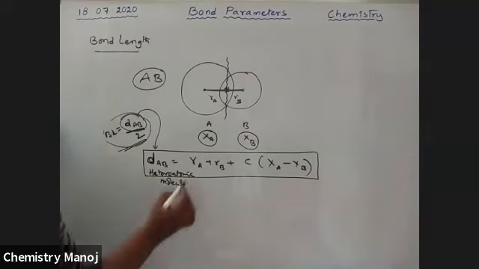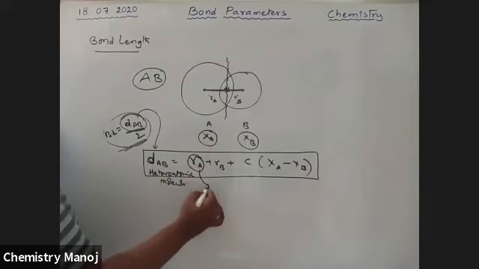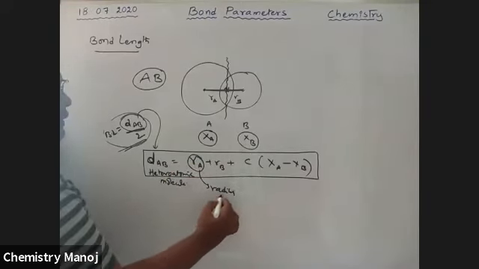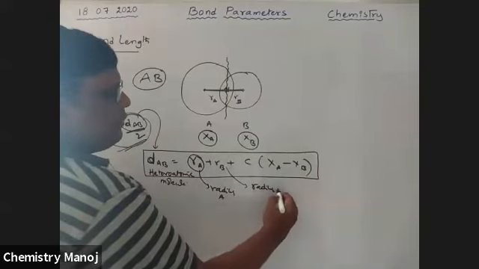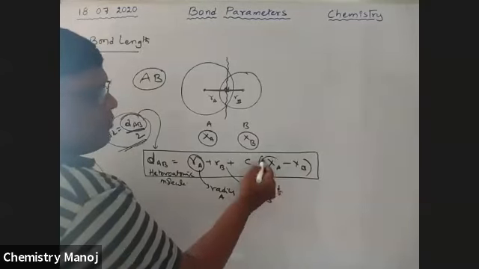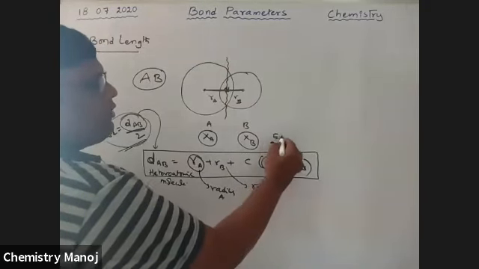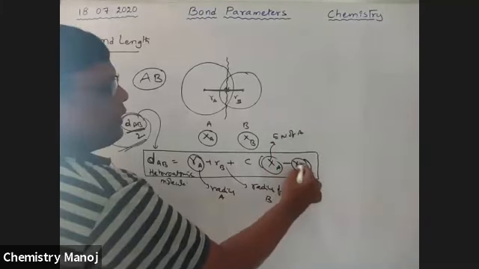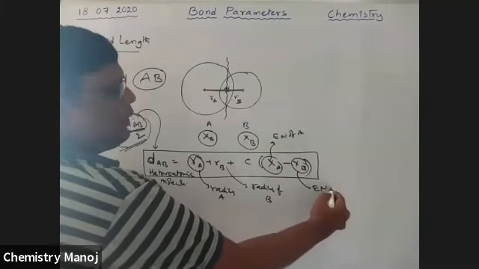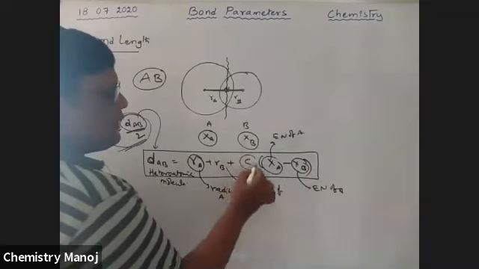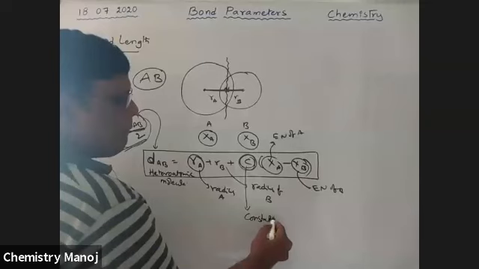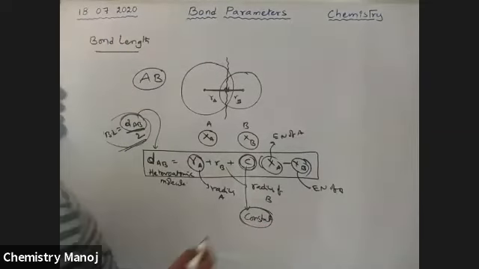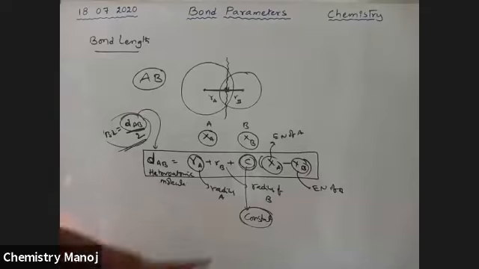So see, here RA is the radius of A. What is this RB? It is nothing but radius of B. And these are XA, electronegativity of A, and XB, electronegativity of B. What is this C? This C is nothing but a constant. This value depends on the nature of those two bonded atoms.